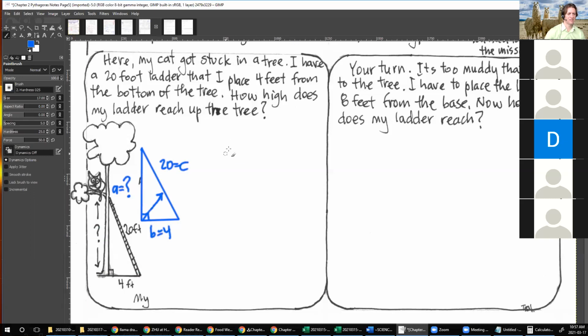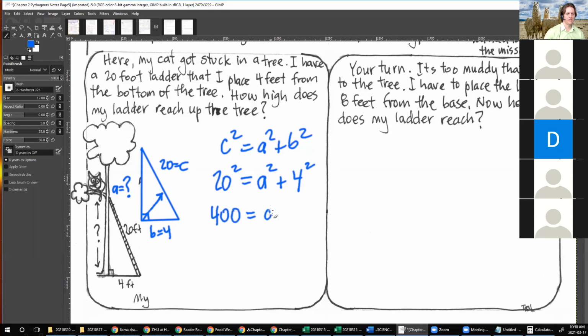Now that we've got our sides labeled, I'm going to write my formula. So C squared equals A squared plus B squared. I can race through this because you guys already have all this written down. Here, we're going to replace C with 20. So it's going to be slightly different here. But that's no problem. A, we don't know, so I'm going to leave it as A. And B is going to be 4 squared. It says crunch our numbers. 20 times 20, or 20 squared, is 400. A squared, we don't know. And 4 squared is 4 times 4, which is 16.